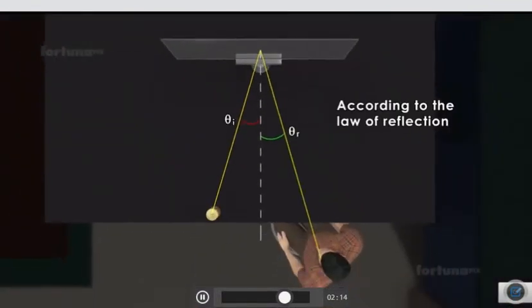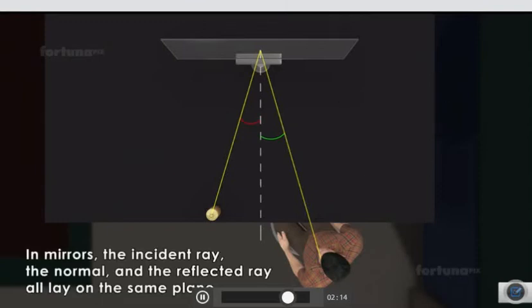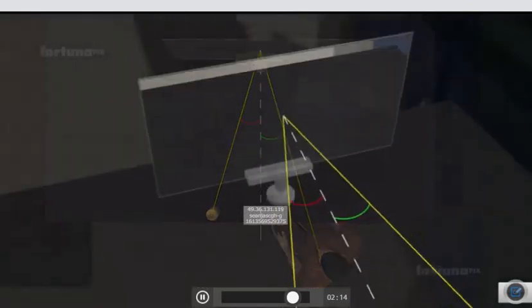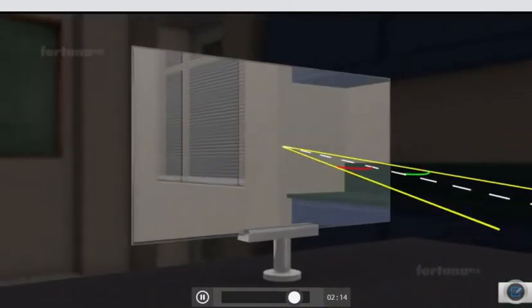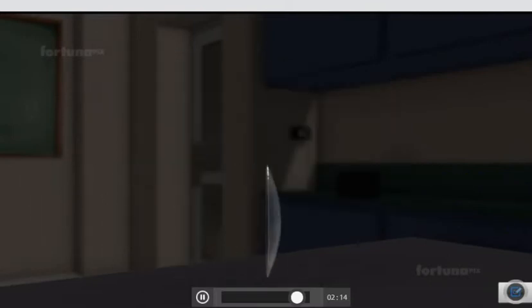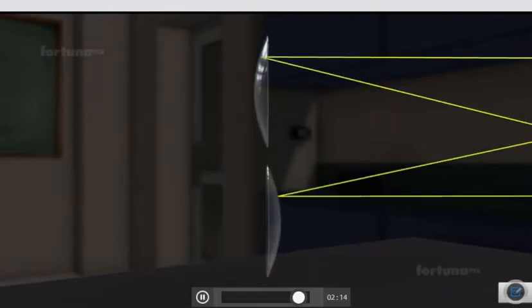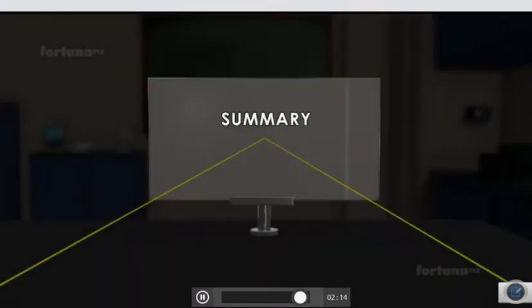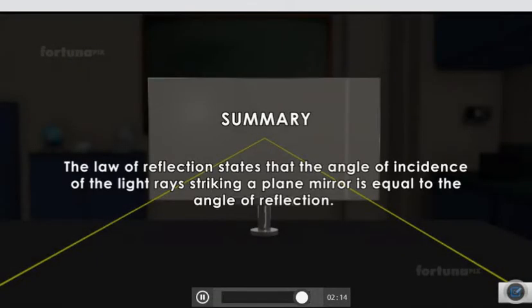According to the law of reflection, theta I is equal to theta R. In mirrors, the incident ray, the normal, and the reflected ray all lie on the same plane. This law applies not only to plane reflective surfaces, but also to convex and concave reflective surfaces. Summary: the law of reflection states that the angle of incidence of the light rays striking a plane mirror is equal to the angle of reflection.